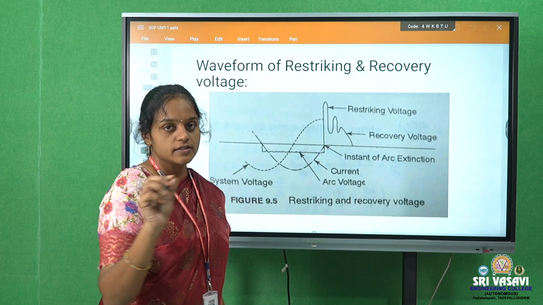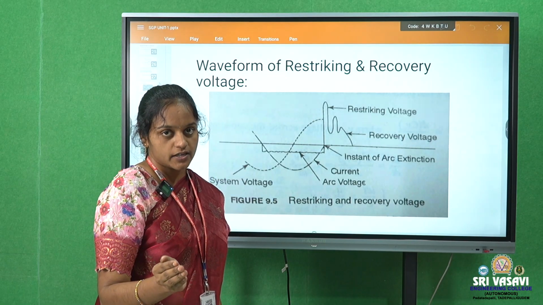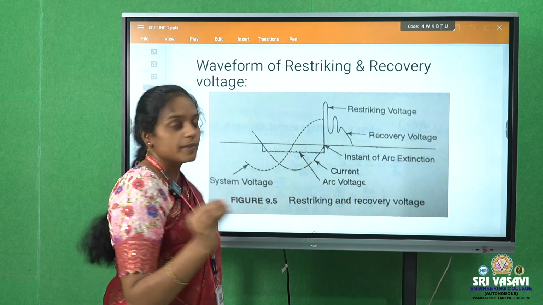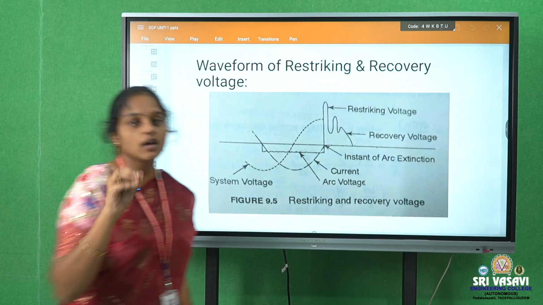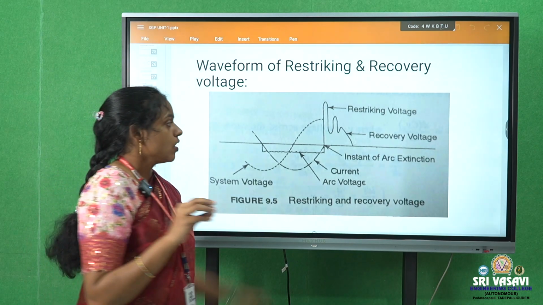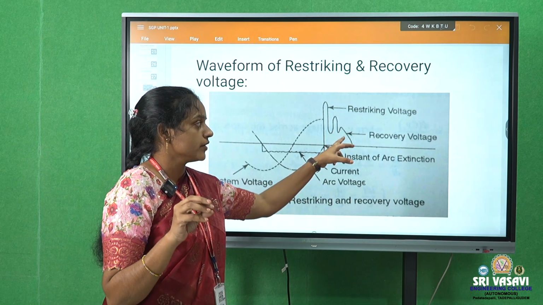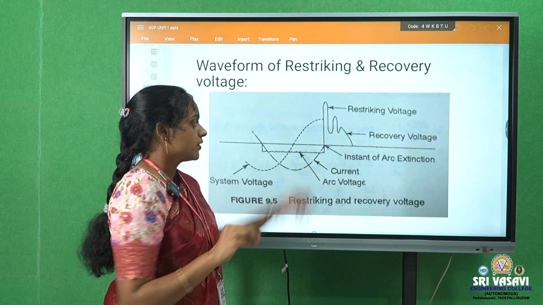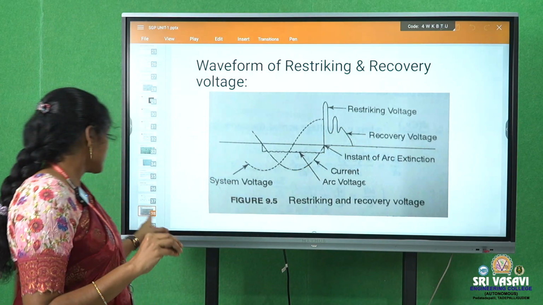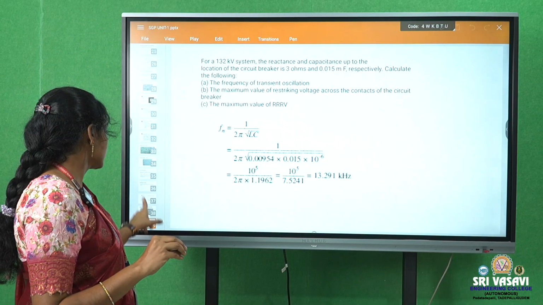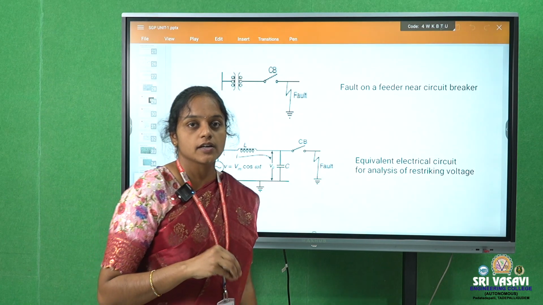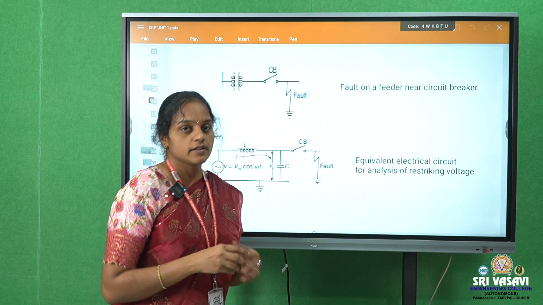The recovery voltage is the voltage after the arc interruption, after the formation of restriking voltage, when many oscillations are produced in the AC waveform. That oscillated waveform produces some voltage. That voltage is called the recovery voltage. So that is about restriking voltage and recovery voltage. There is a derivation for restriking voltage and recovery voltage. We will see it in the next class.